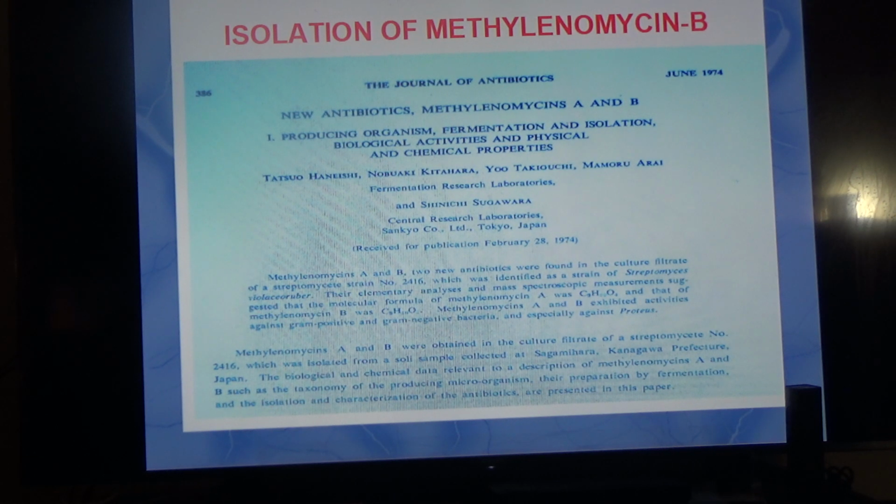Methylenomycin B was isolated, as published in the Journal of Antibiotics in 1974. They isolated methylenomycins A and B. The two new antibiotics were found in the culture filtrate of Streptomyces. B exhibited activities against gram-positive and gram-negative bacteria, and especially against Proteus.